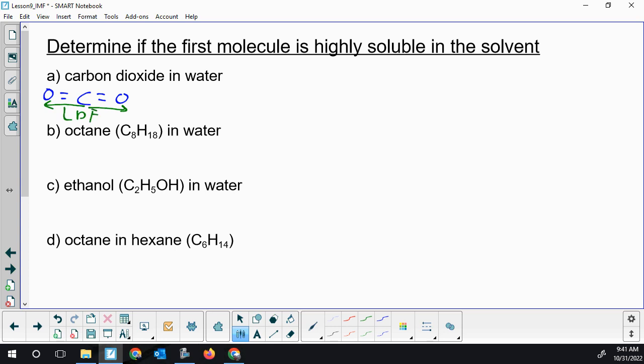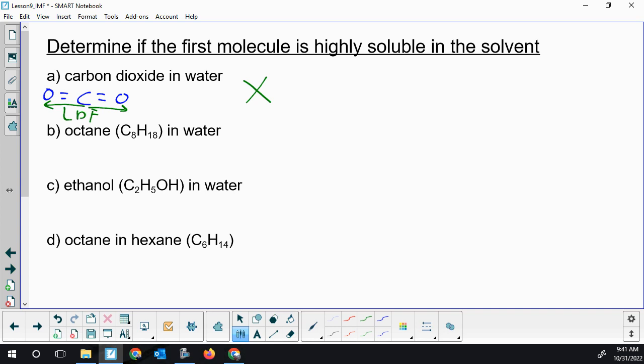dioxide only has London dispersion forces. And it's why carbon dioxide is not a liquid. If it had more forces, it might be a liquid, but it doesn't, it's a gas at standard conditions. So LDF only in water, that is not going to be highly soluble.